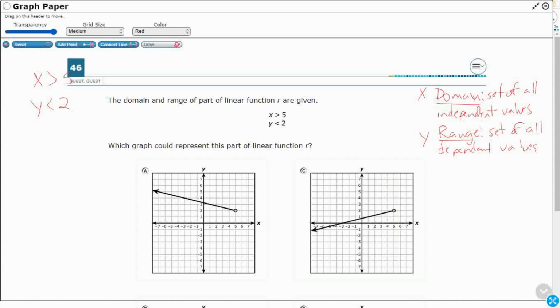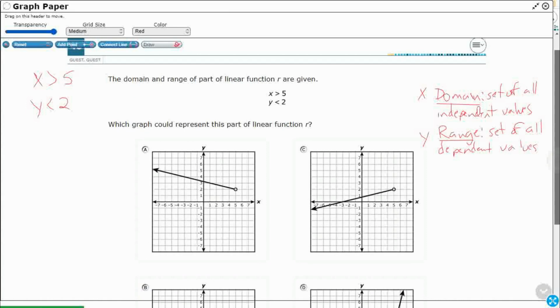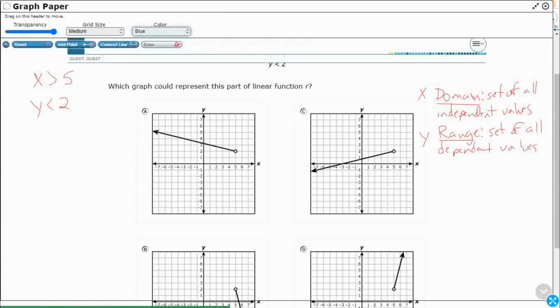So what we need is the domain: the x needs to be greater than 5. That's what we're looking for here, an x that is greater than 5 and a y that is less than 2. So let's take a look at each of these and find the one that matches. Our domain is the x, so we're going to start looking at A. Let's look side to side.